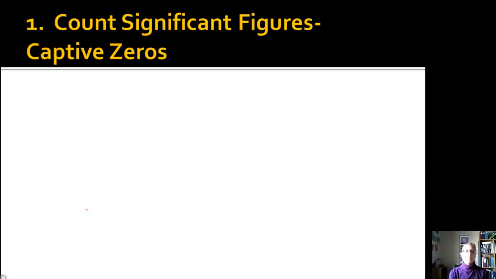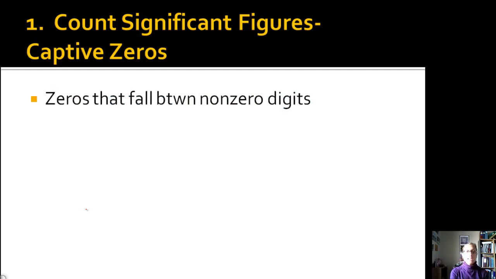Okay, the second type of zero are what's called captive zeros. If you are captive, then you're in the middle. You're stuck. You're taken captive. Okay, and so these are zeros that fall between non-zero digits. These always count as significant figures. If they're in between 2 digits that always count, then they must have to count too.